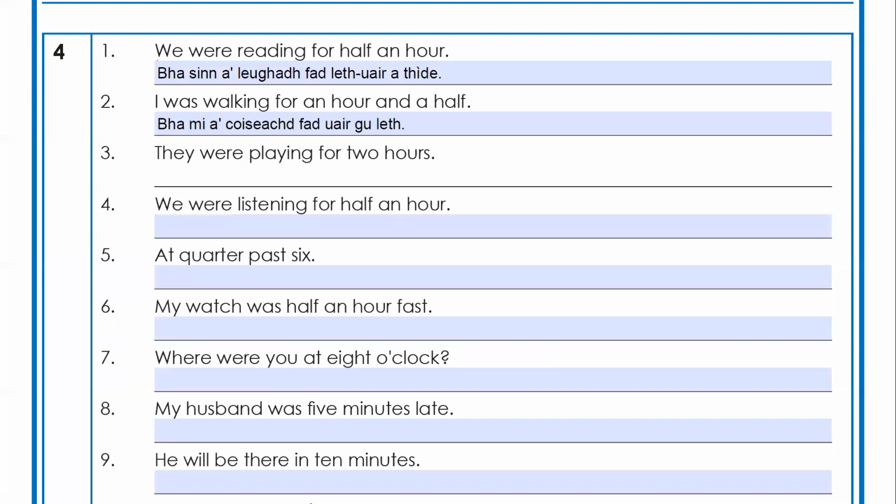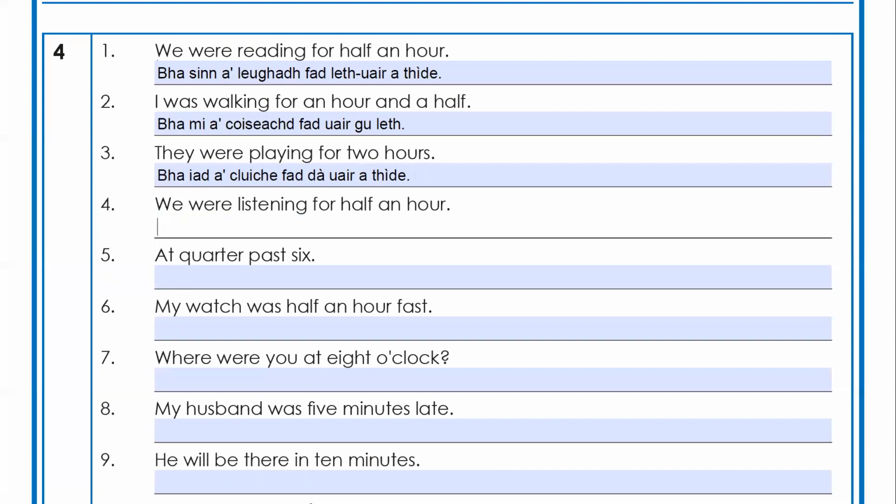They were playing for 2 hours. Bha again. Bha iad this time. They were. A' cluich fad dà uair. Bha iad a' cluich fad dà uair.